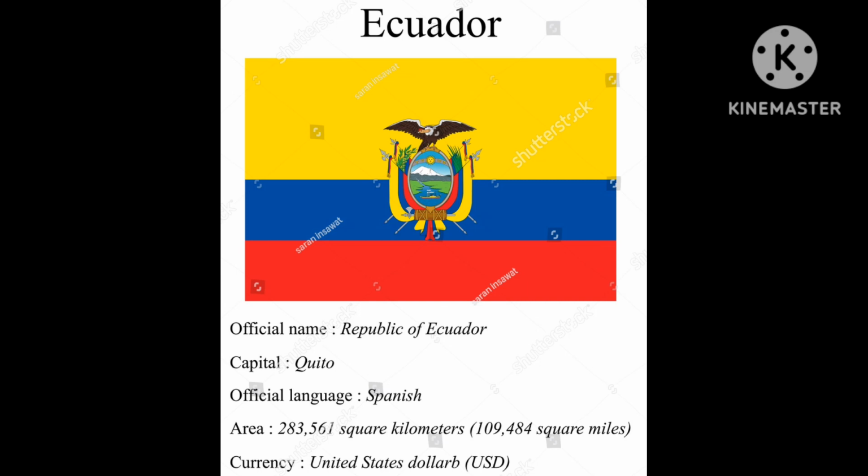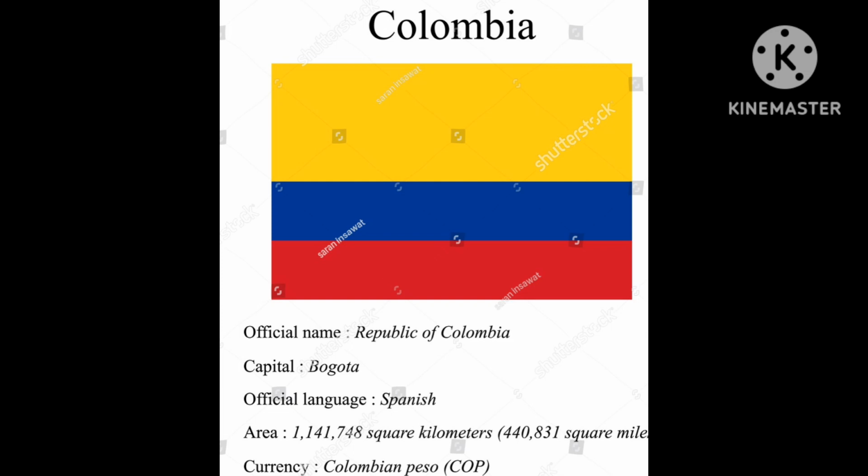The next country is Ecuador. The capital is Quito. Official language is Spanish and its currency is the United States dollar. And you can also watch the flag of Ecuador on the screen. The next country is Colombia. The capital of Colombia is Bogota. The official language is Spanish and its currency is the Colombian peso. You can also watch the flag of Colombia on the screen.